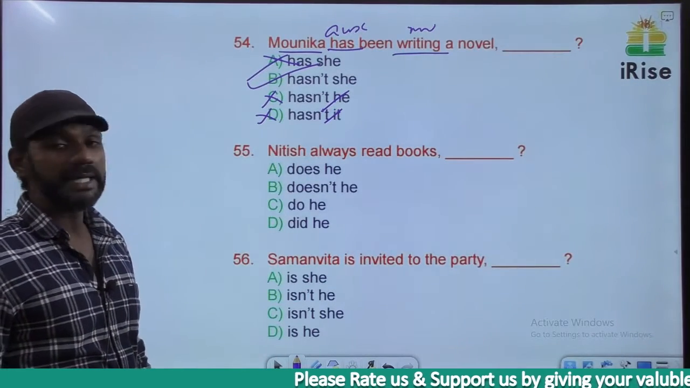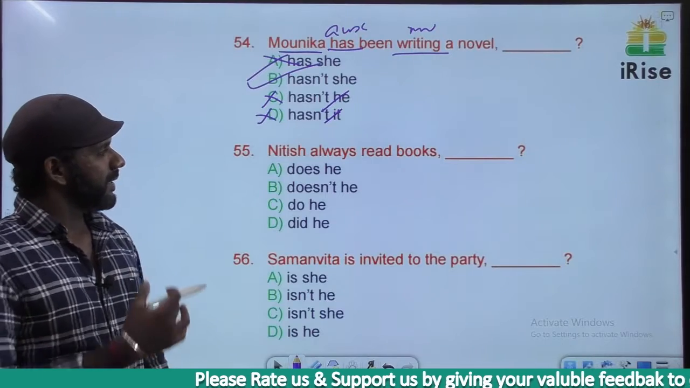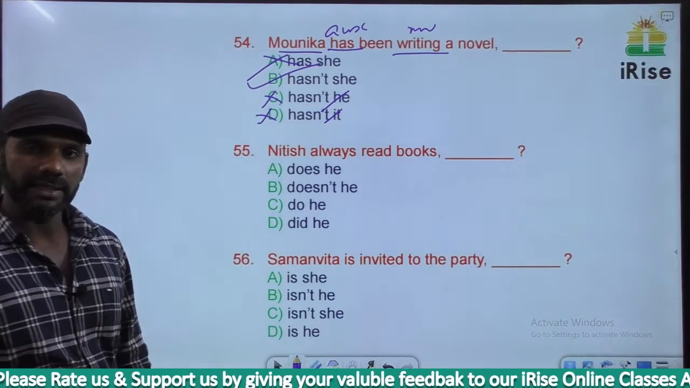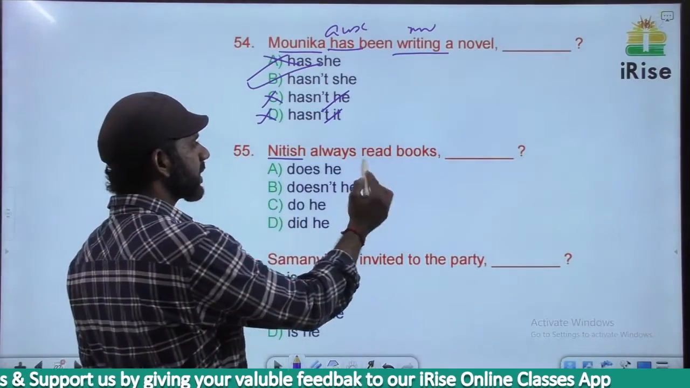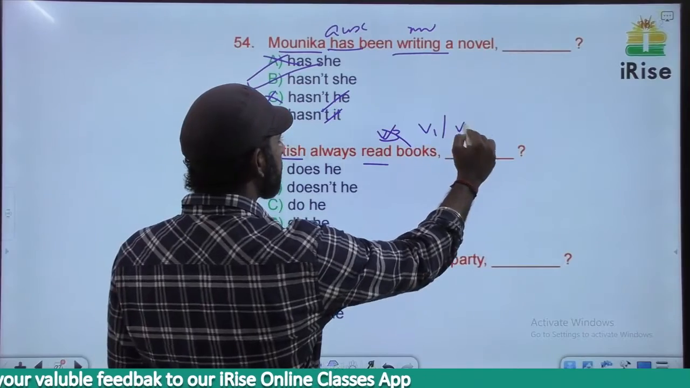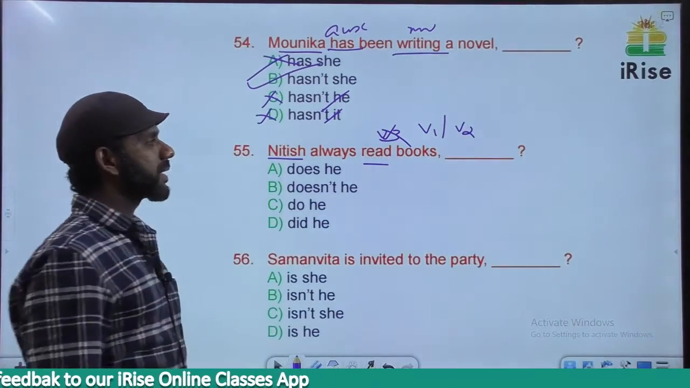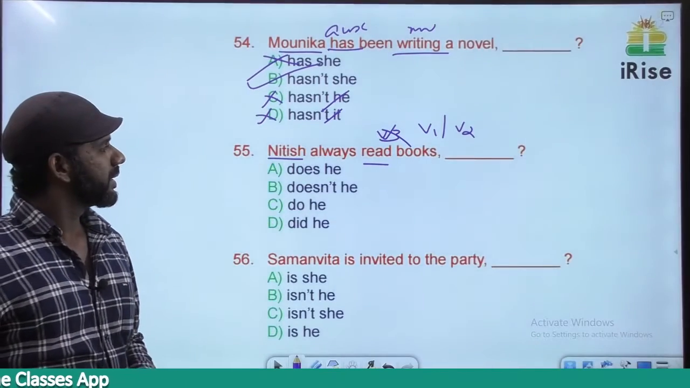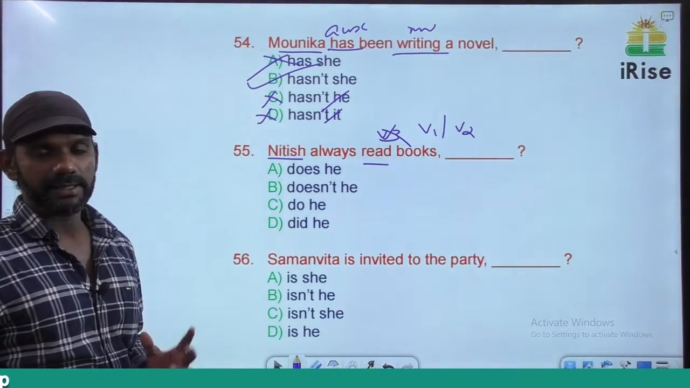Nitish always read books. Now READ can be V1, V2 and V3. Nitish is a subject. There's nothing like subject plus V3. There's something like subject plus V1 and subject plus V2. Subject plus V1 is simple present. Subject plus V2 is simple past. Now here, this sentence is grammatically wrong.